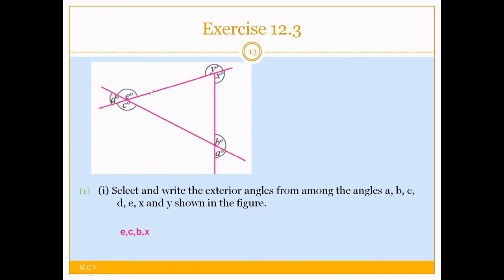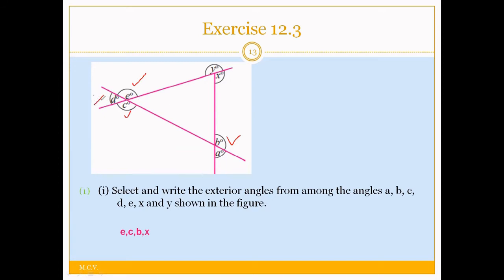One arm is a side of a triangle. The other arm is the produced line, the line which is produced. So this is an exterior angle. Here one arm is a side of a triangle. The other arm is the produced line. So this is exterior. This one is also exterior. What about this one? This is vertically opposite to an interior angle.